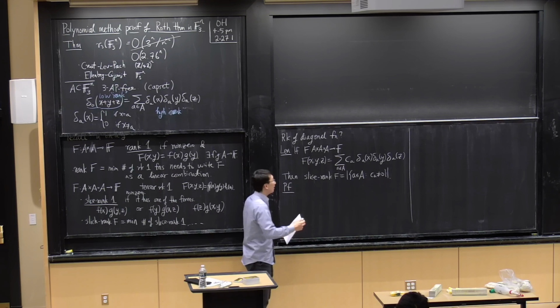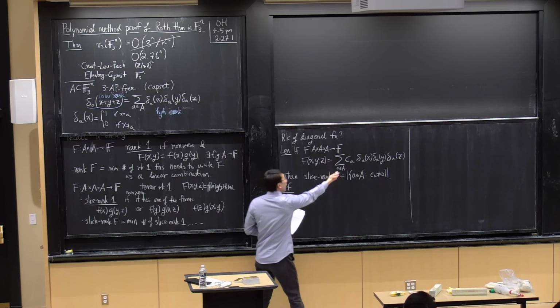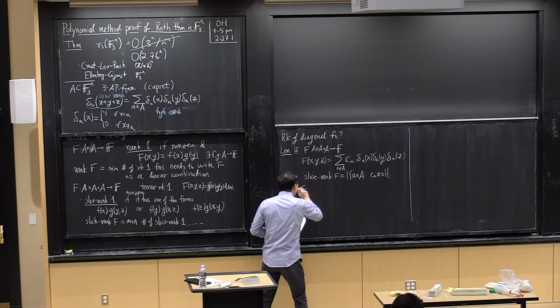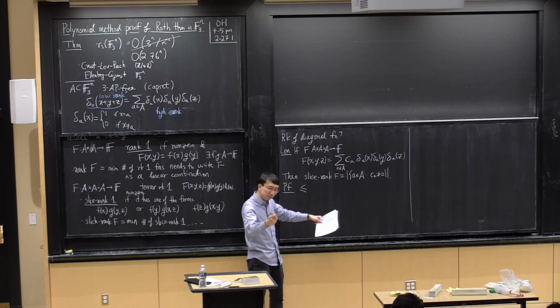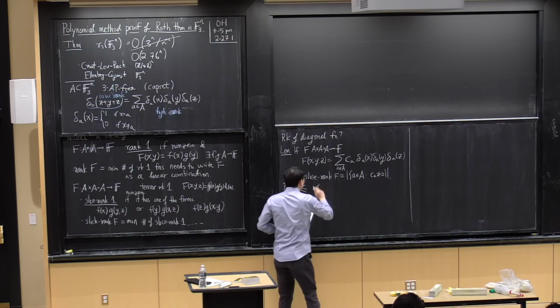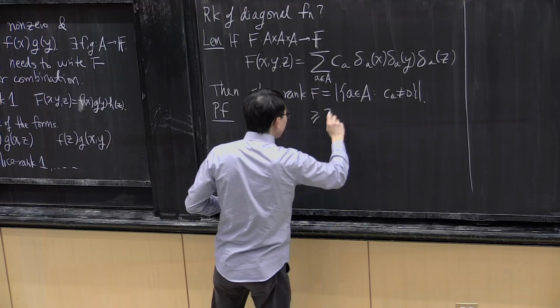So you see, the right-hand side is a sum of this many rank one functions, so this direction is clear. I'm just looking at the definition, right? I can write F explicitly as that many slice rank one functions. So the tricky part is greater than or equal to.